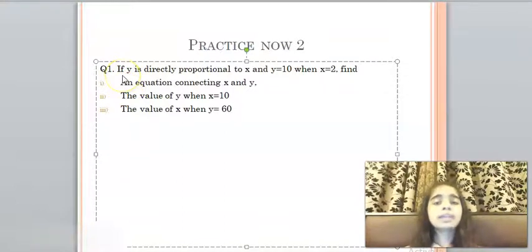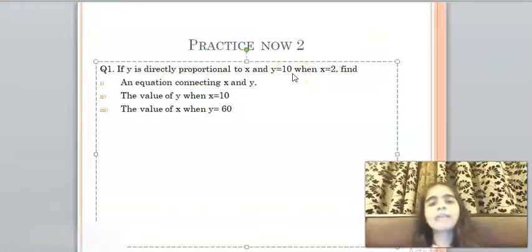If y is directly proportional to x and y equals 10 when x equals 2, find an equation connecting x and y. So we are given the value of y and x, and what we need to find is an equation which connects these variables.